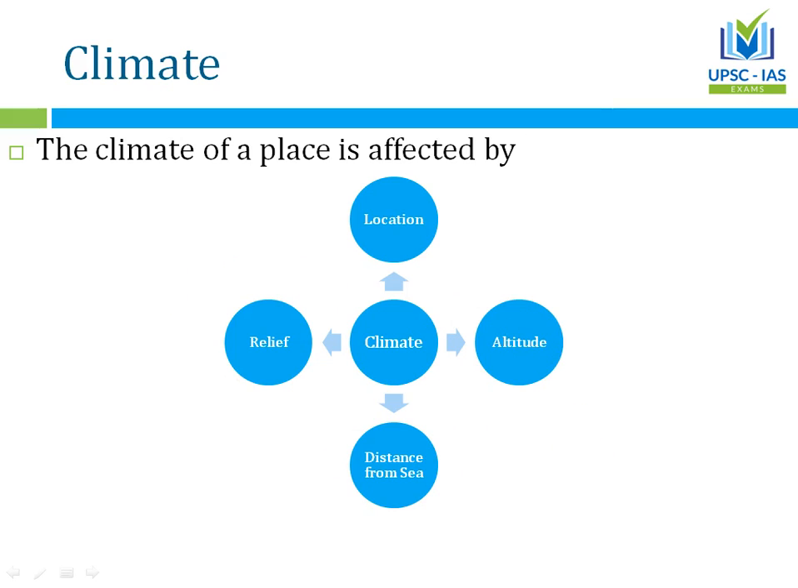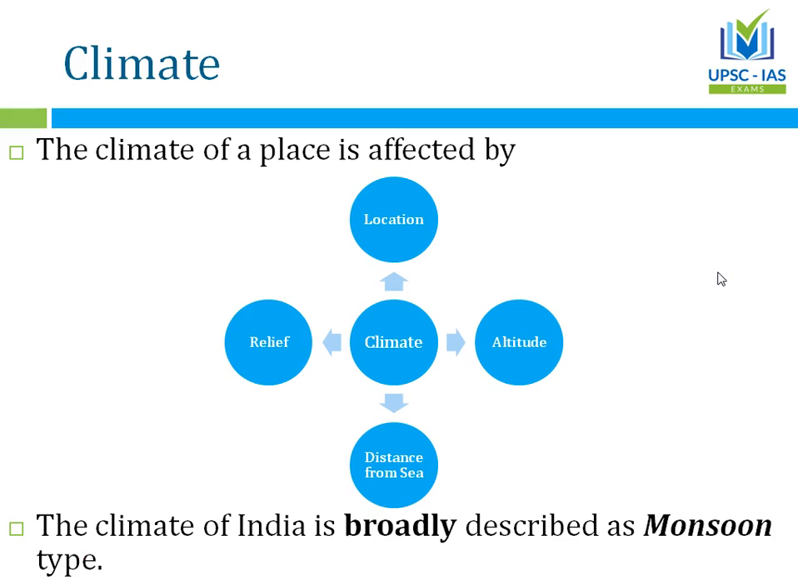Relief again means, as we have already talked about, whether it is plain, mountain, or plateau. So these are 4 things that play a major role in deciding the climate of any given place. And the climate of India, dear friends, is broadly described as monsoon type climate, right? Monsoon type climate.